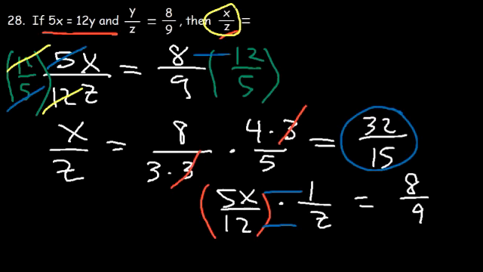So now you don't have to worry about what 8 times 12 is. If you don't know what 8 times 12 is, that's okay. You can still get the right answer if you can reduce it first and then multiply later. So that's it. 32 over 15 is the value of x divided by z.